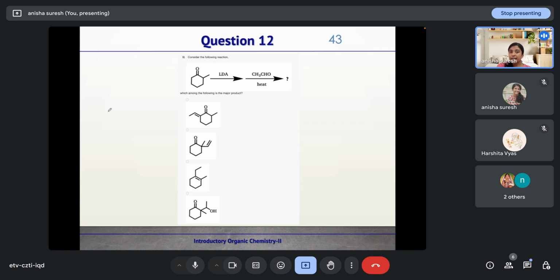Now coming to question number 12. Consider the following reaction. Which among the following is a major product? So we have this methyl substituted cyclohexanone, and it is treated with LDA, and finally it will undergo an aldol condensation reaction with this acetaldehyde, giving a product. So you have to identify that product.